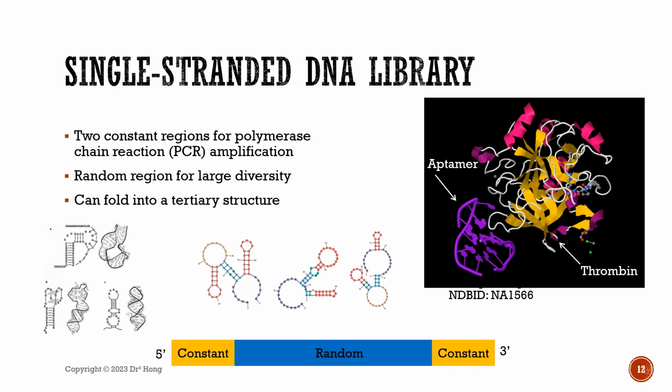Here are a couple of figures in this slide, and those actually look like a straight line on paper, but in reality, all these nucleic acids, even though they are single-stranded, can still fold into a three-dimensional shape, and this three-dimensional shape can convert to a binding pocket. On the right-hand side, it shows a crystallized interaction structure between an aptamer and its target, which is thrombin protein.